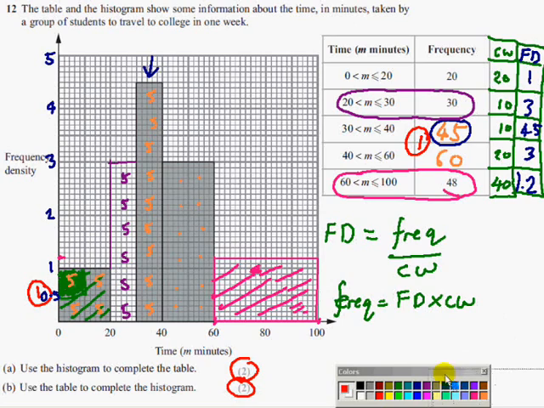It simply says the first mark comes from at least one of the bars being the correct height and width, and the second mark just comes from the second bar being the right height and the right width, and that's it.